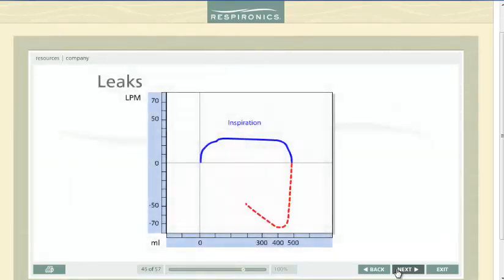Leaks are easily detected with the flow volume loop because expiratory flow does not return to baseline, as depicted by the purple curve. The baseline of the graph is equivalent to the patient's functional residual capacity. The amount of lost exhaled tidal volume is indicated by the green arrow.